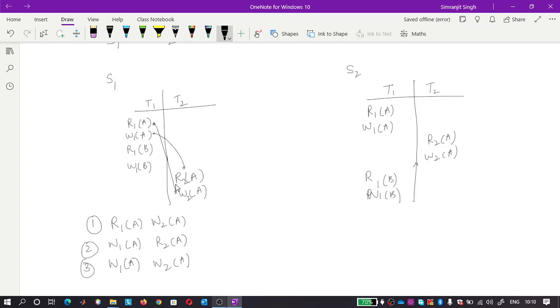Follow the same approach here. Read 1 of A and read 2 of A is not a conflict. Read 1 of A and write 2 of A is a conflict, so you can write it like that: read 1 of A, write 2 of A is a conflict. The second conflict will be the write-read conflict: write 1 of A followed by read 2 of A. It's a conflict. And another conflict will be the write-write conflict.